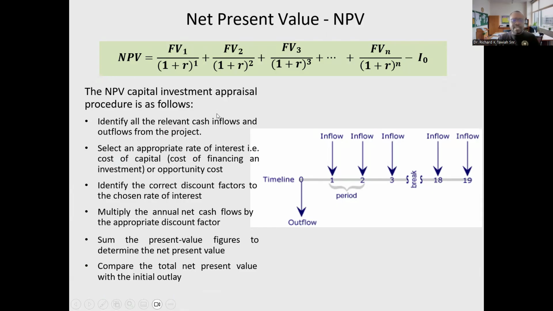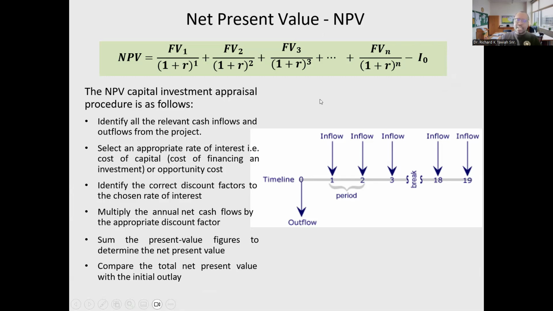All right. So these are step-by-step procedures you may follow. Identify all relevant cash flows, both inflows and outflows. Select an appropriate rate of interest, what we call the discount rate, cost of capital or weighted average cost of capital. Identify the correct discount factors per the rate, and then multiply the annual cash flows by the appropriate discount factor which you would have computed. Then sum up the present value figures to determine the net present value and subtract the initial outlay.